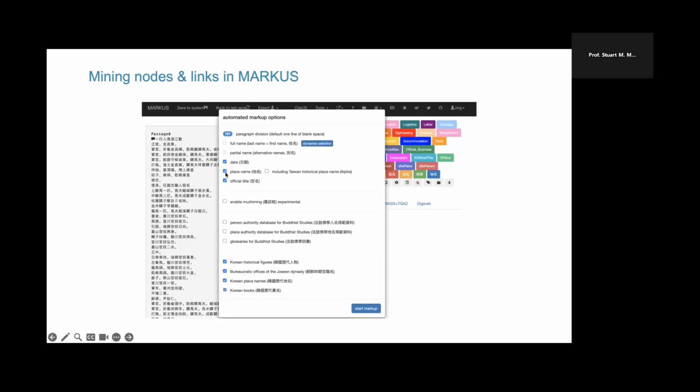And here, because the tributary delegation mainly conducted activities in the Qing China area, there are also lots of Chinese place names appearing in the text. So I also let the system mark place names and the Chinese official titles here, because they encountered lots of Chinese officials as well.